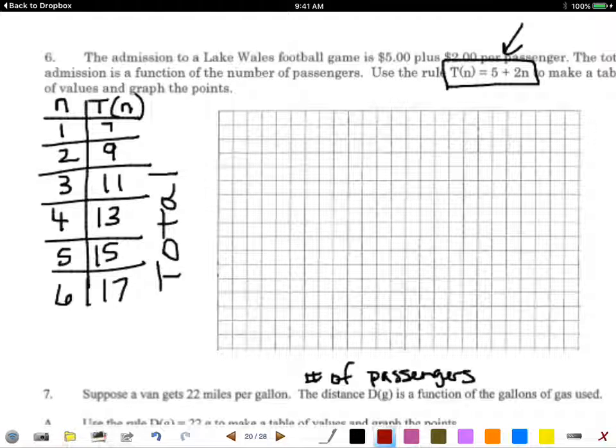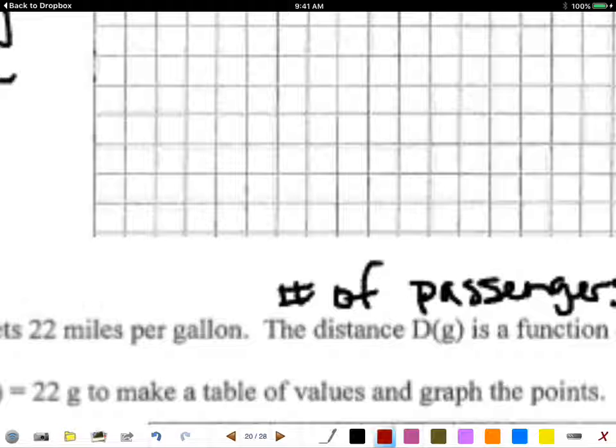Okay? Now, when we label this at the bottom, we're going to have 0 here. How many did we go up to on our chart? 6. Because we're talking about people, I really don't want to go by halves because you can't have half of a person. So I'm going to just count by ones.